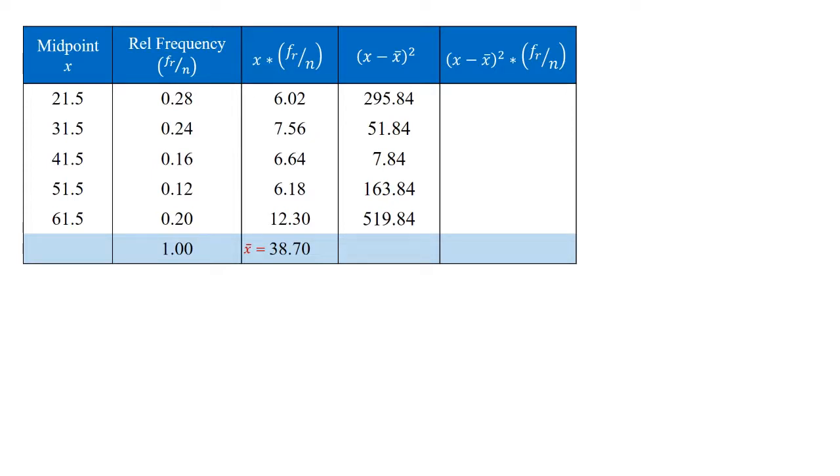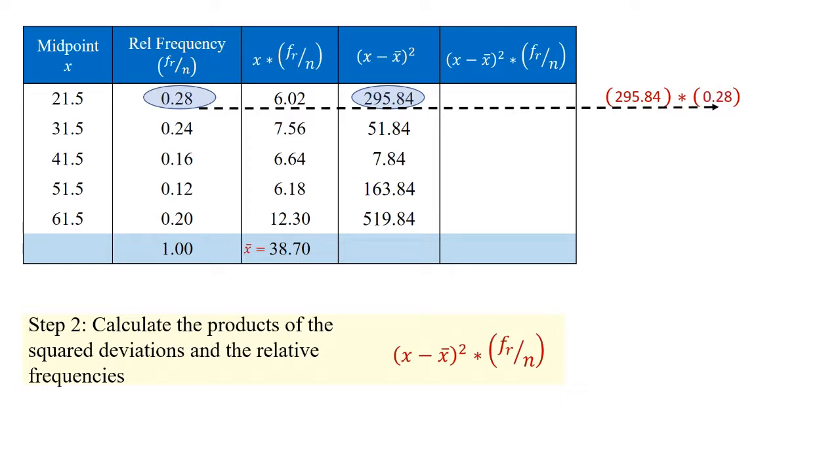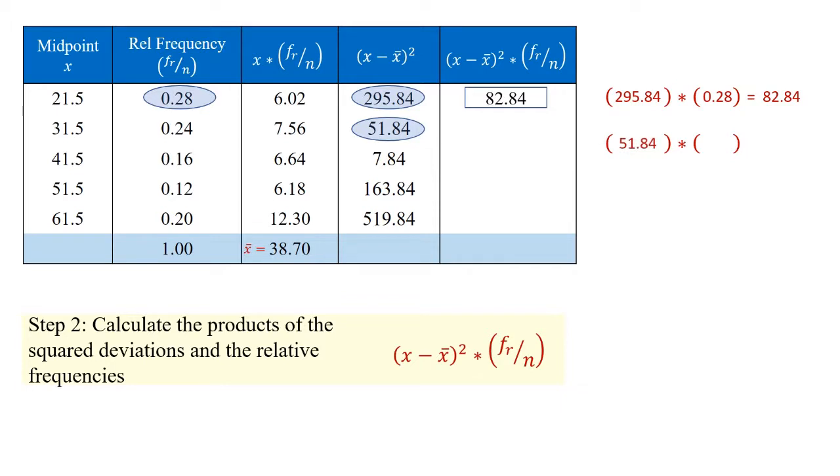We will multiply now the squared deviation times the relative frequency. We have 295.84 times 0.28, taking into account that there are only 28% of the entire sample that are within this younger age group. Next, the squared deviation is 51.84, and we multiply this times 0.24, 24% of the total, giving us a value of 12.44.